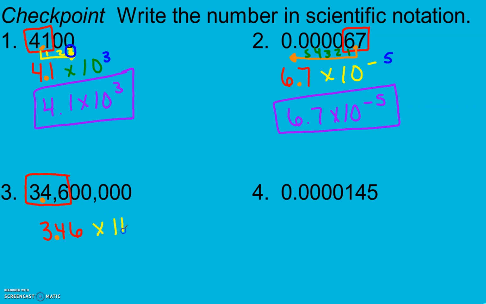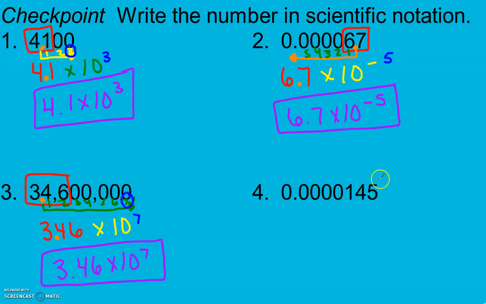It's always times 10. Here we count how many places we'd have to move to get back to where our decimal was. 1, 2, 3, 4, 5, 6, 7. So it's times 10 to the 7th. And because this is a big number, it's a positive 7. So 3.46 times 10 to the 7th. Again, because it's bigger than 3.46, it's a positive.